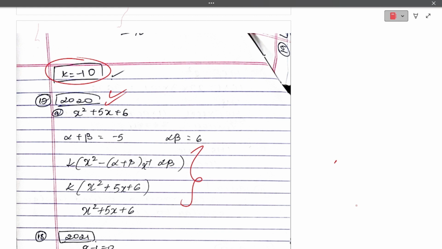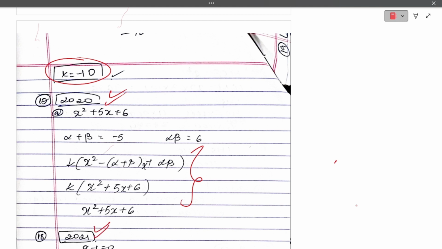Then option B reads x square minus 5x plus 6. Option C reads x square minus 5x minus 6. Option D reads x square plus 5x plus 6 with a extra x square. So out of all the options, option A is correct. Doubts? Okay. Next, we have question number 18, which was asked in the year 2021.